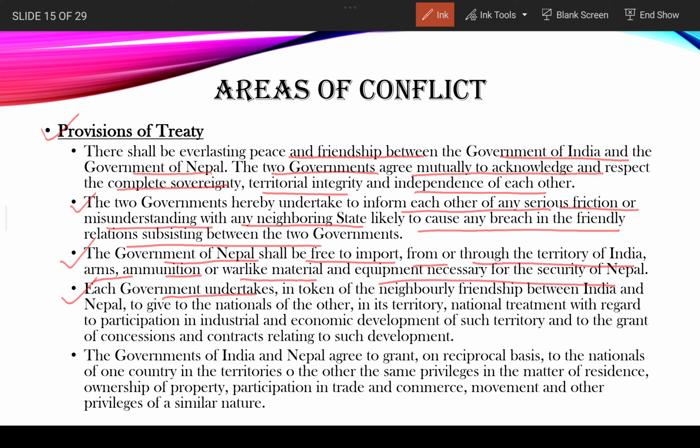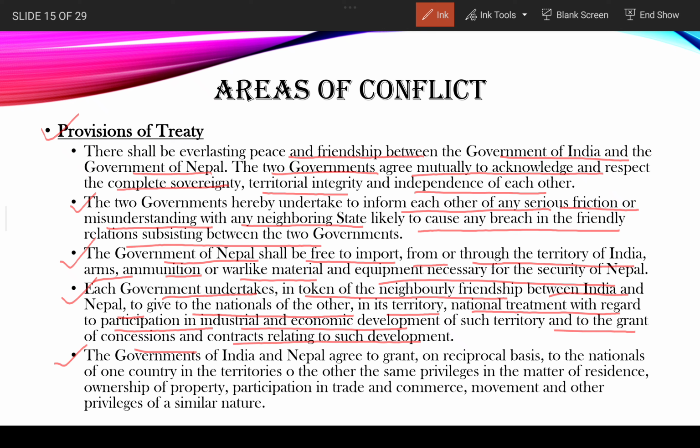Then each government undertakes, in token of the neighborly friendship between India and Nepal, to give the national of the other in its territory national treatment with respect to participation in industrial and economic development. Like with respect to industrial and economic development, the citizens of each country should be provided the status of nationals only. Indian nationals should be provided that status in Nepal, and Nepali nationals should be provided that status in India with respect to economic and industrial development, and to grant the concessions and contracts relating to such development.